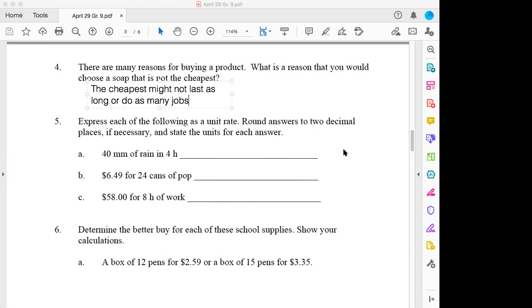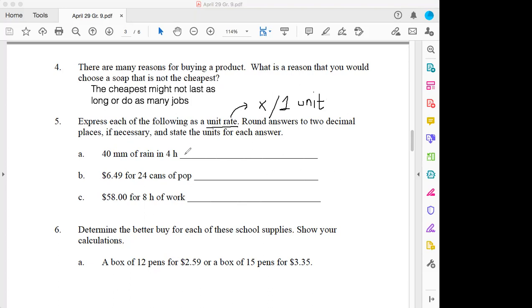Okay. So express each of the following as a unit rate. A unit rate, when we talk about that, is per 1 unit. So the way that we just did right then, how many plates can you wash with $1? So it always comes down to 1. So how many per 1 unit? How many per 1 hour? How many per $1? Okay. So round answers to 2 decimal places if needed and state the units for each.